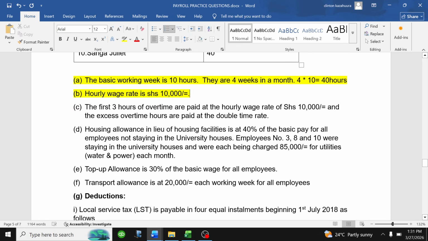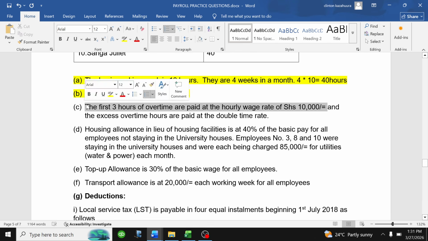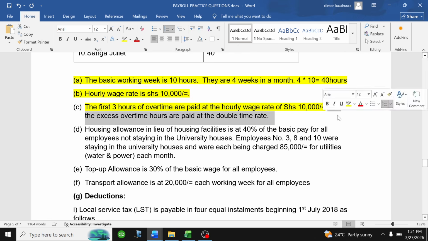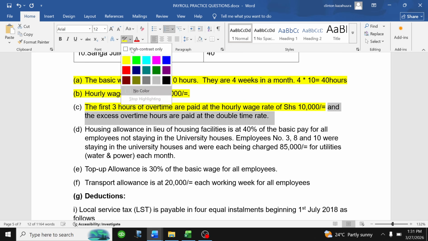Part C is saying, and I want you to pay attention here, that the first 3 hours of overtime are paid at an hourly wage rate of 10,000. You first note this. Then next they are saying the excess overtime hours are paid at a double time rate. So what does that mean?